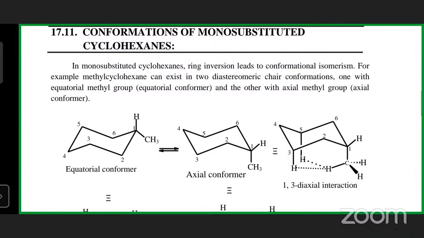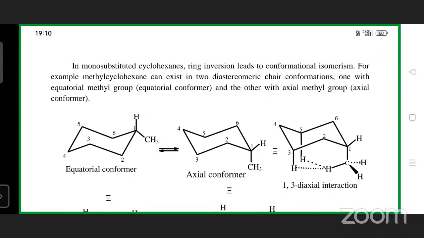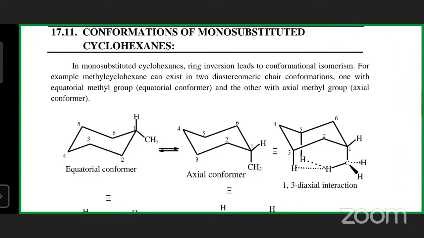And how do you assign the stability? How do you confirm the stability of the variety of substituted cyclohexanes, and what are the factors affecting the stability of substituted cyclohexanes? We'll see in this particular subtopic here. You see in this particular example, the methyl cyclohexane.